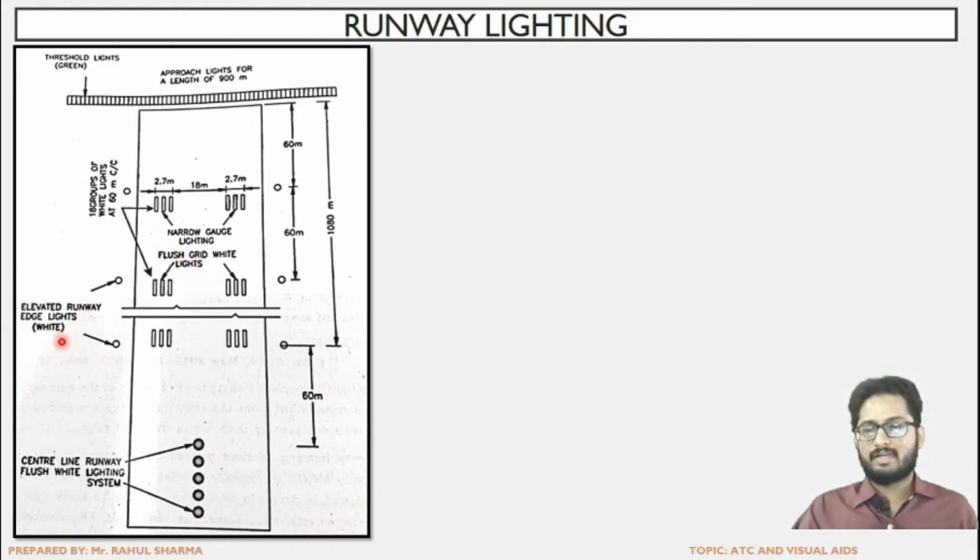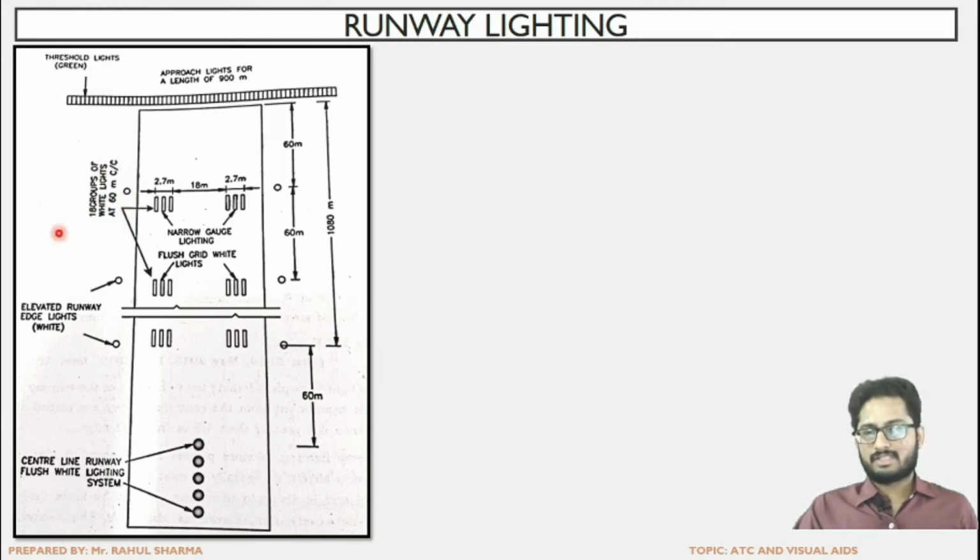The elevated runway edge lights will be emitting white light, and they are elevated type, which are on the side of the pavement, not on the pavement. So here, 18 groups of white light at 60 meter center to center.